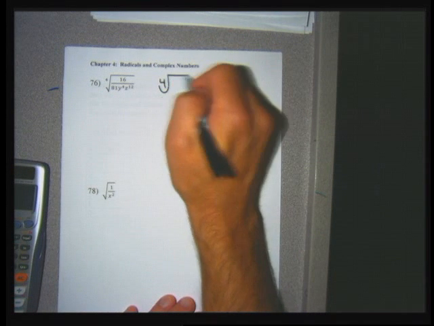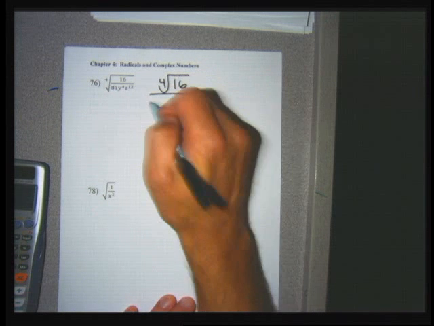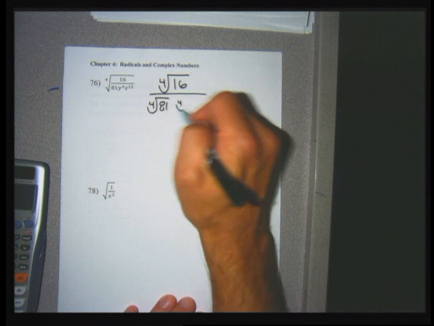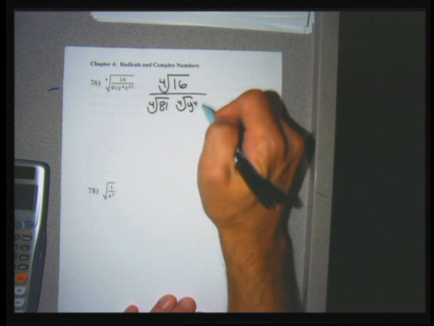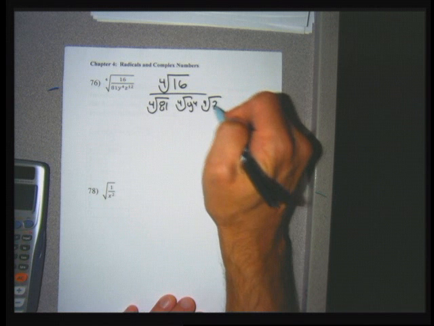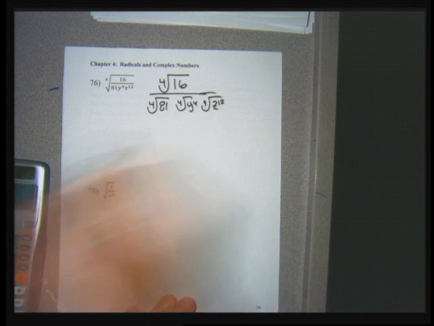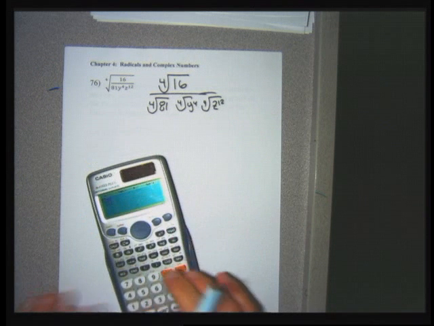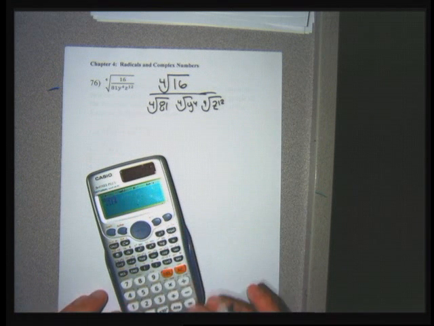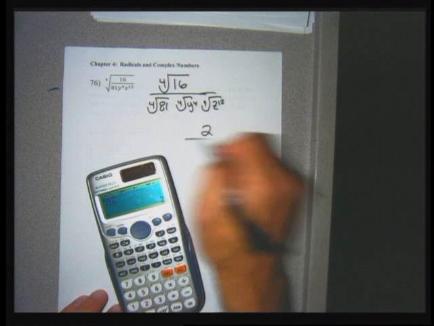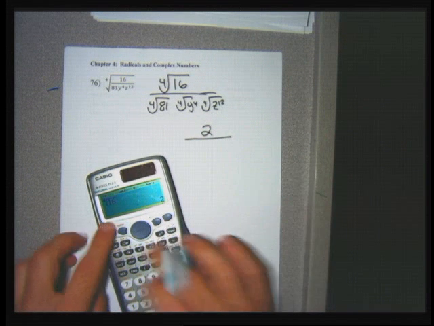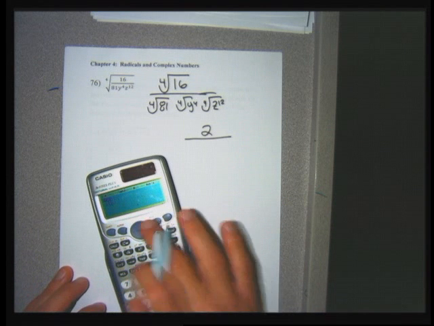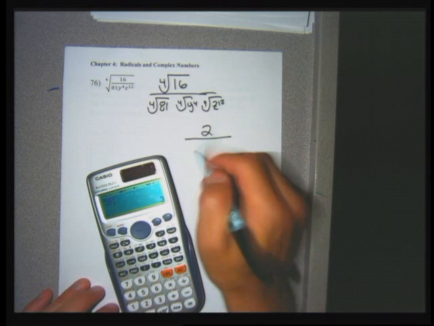76, 4th root of 16 over 4th root of 81 times the 4th root of y to the 4th times the 4th root of z to the 12th. 4th root of 16, shift x with the exponent, 4th root 16 turns into the number 2. That's the only thing that's going to be in the numerator. In the denominator, 4th root of 81, if you do it right, turns into the number 3.